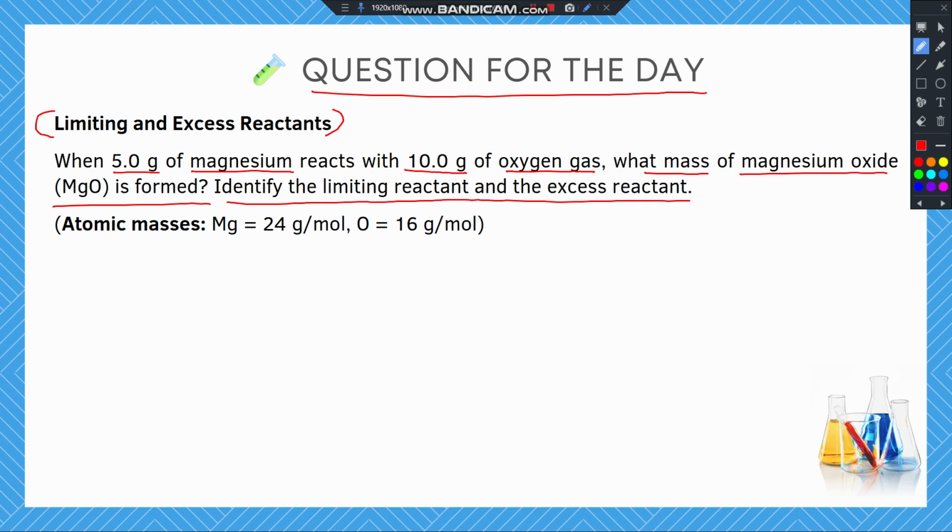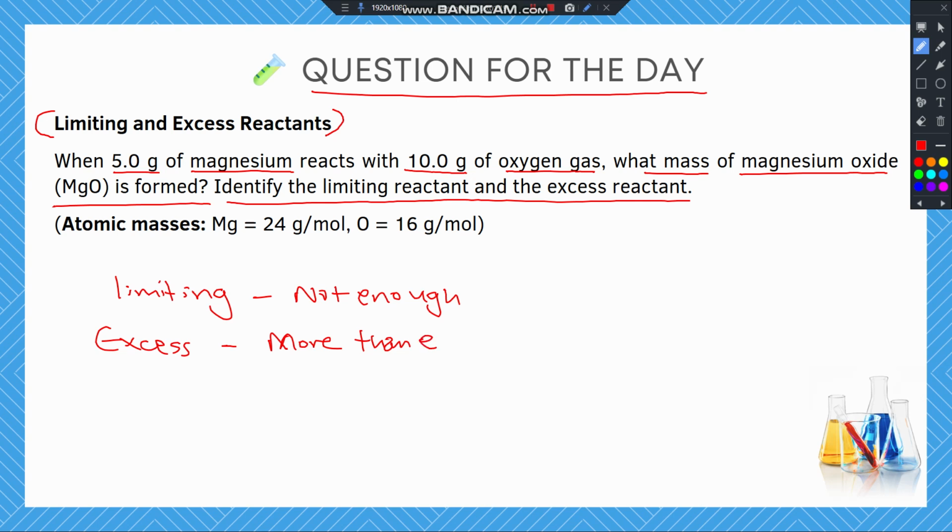Right before we get into solving this question, let me say something that will help you understand the concept of limiting and excess reactants. They are important components of a chemical reaction. When a chemical reaction is taking place, the limiting reactant is the one that is not enough. On the other hand, the excess reactant is the one that is more than enough. And by the way, the limiting reactant is the one that determines how much product can be formed.